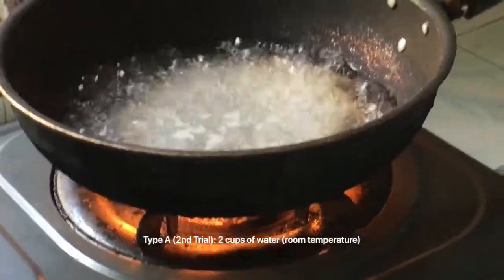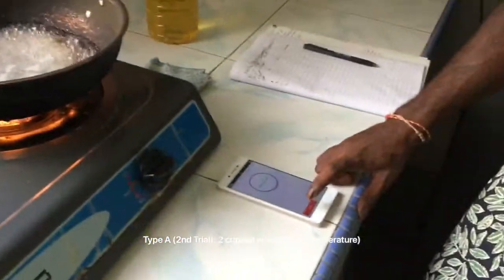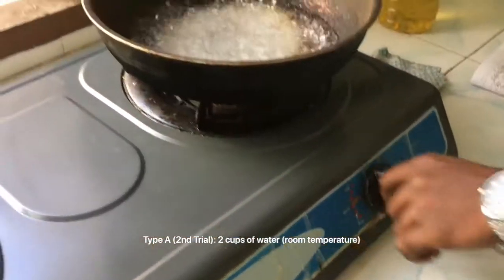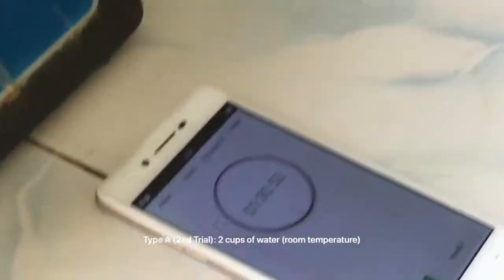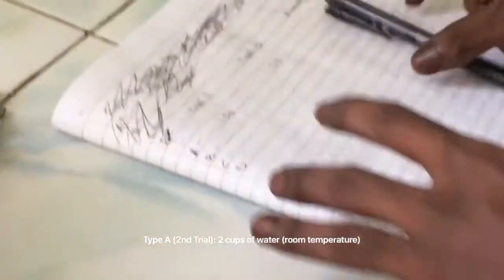Okay, I think the water is boiled. Yeah, I think the water is boiled. I will pause the timer. The time taken was 1 minute 30 seconds. Okay, 1 minute 30 seconds for the first trial.